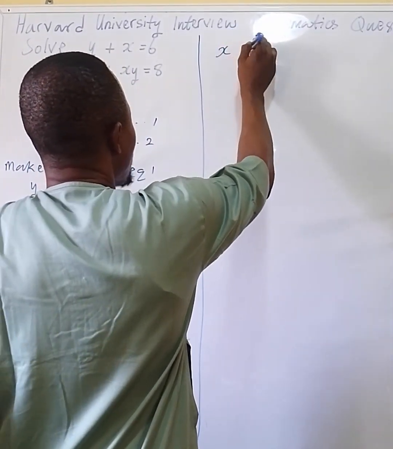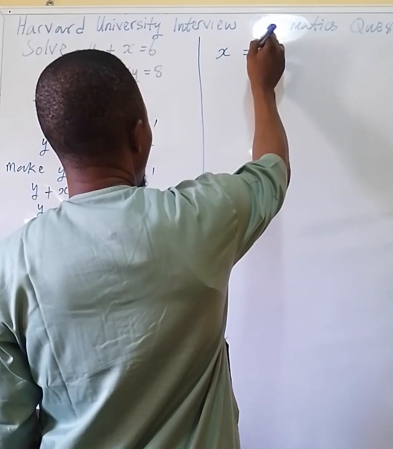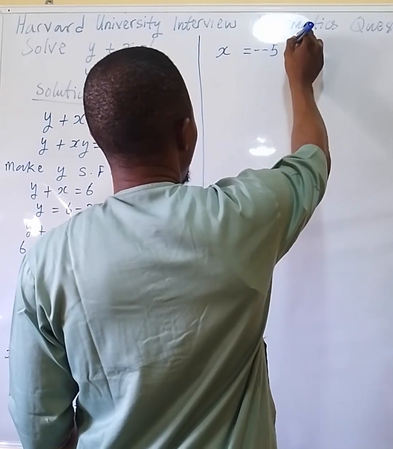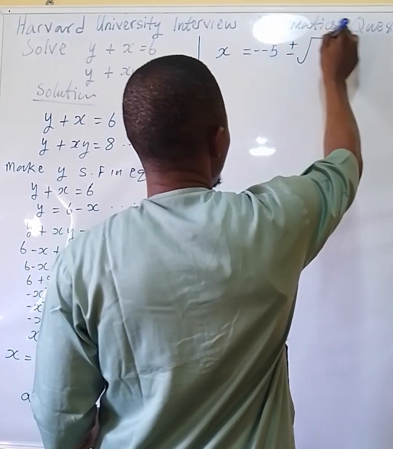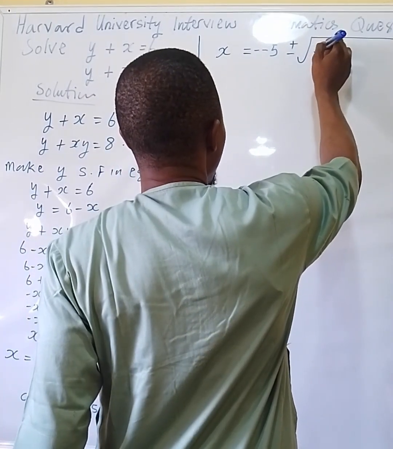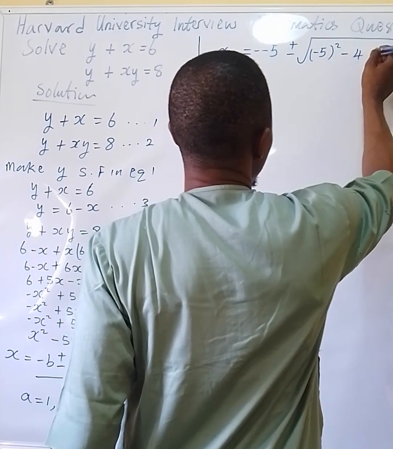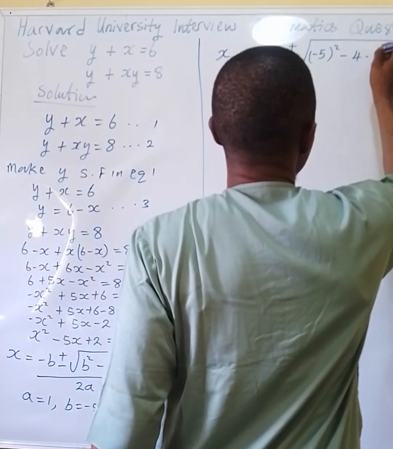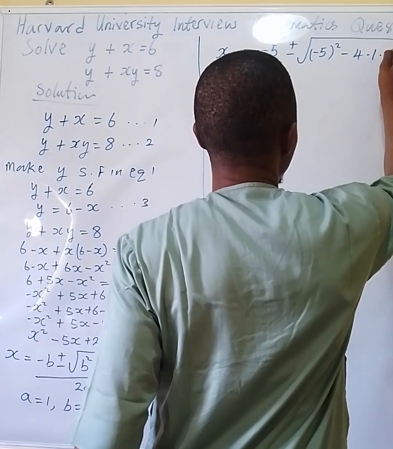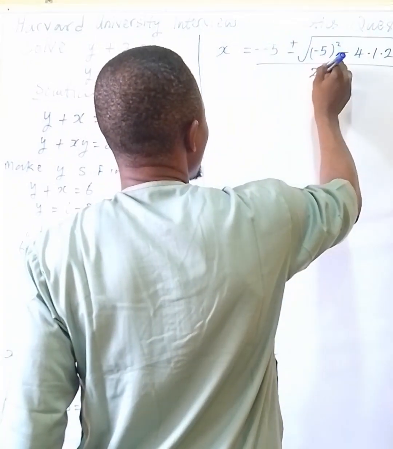x equals minus b. What's the value of our b? We have minus b, so minus 5. Are we together? Plus or minus the square root of b squared, which is 5, so minus 5 raised to power 2, minus 4ac. Our a is 1, times 1, then our c is 2, times 2. Everything all over 2a, which is 2 times 1.